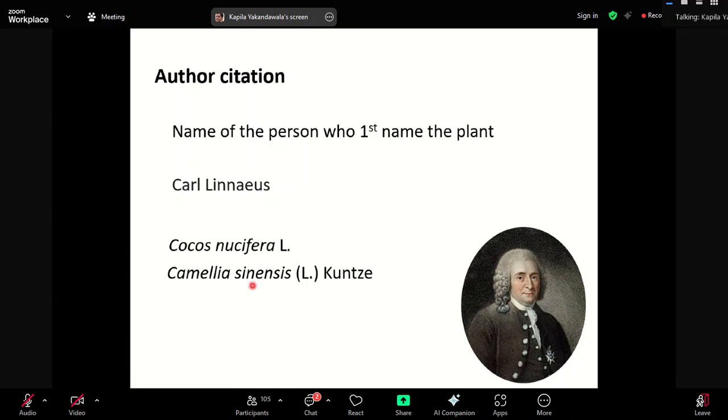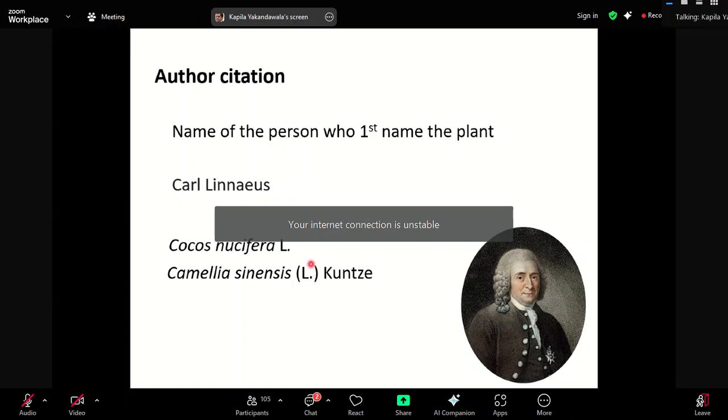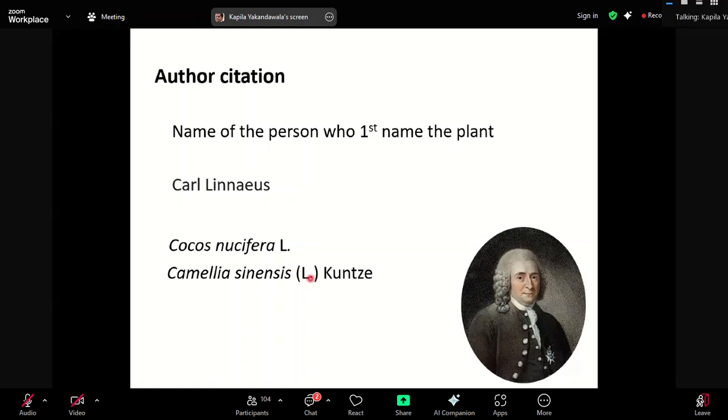If you look at Camellia sinensis, that is tea, it was first named by Linnaeus, L. dot. But later on, Kuntze changed the name. It earlier belonged to a separate genus, not Camellia. Now Kuntze has put it into the Camellia genus. So for Camellia sinensis, Kuntze put his name, but the original name came under brackets. You don't have to know about these things, but I'm just telling you. Remember only that you have to give the correct author citation. That is important.